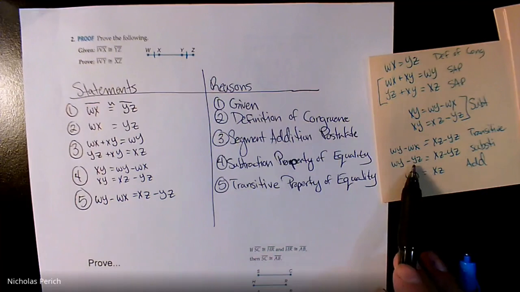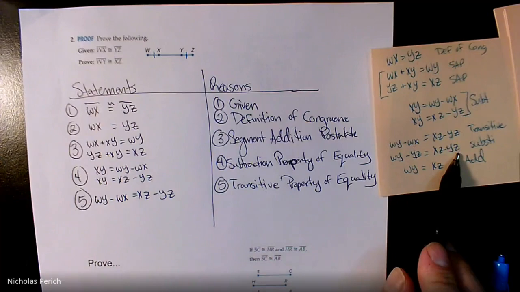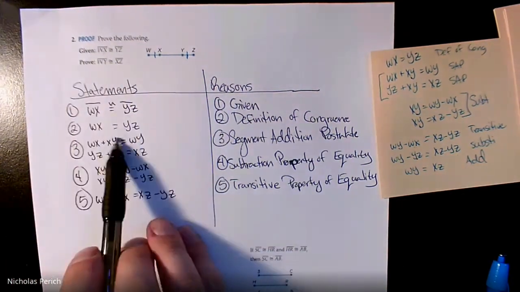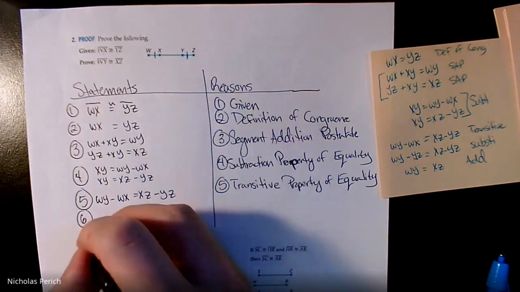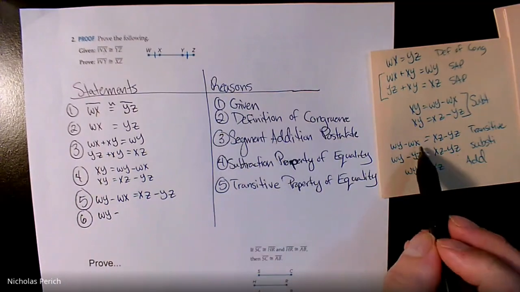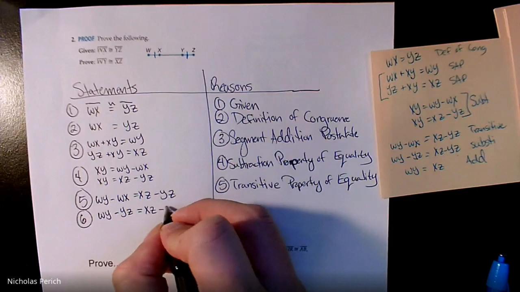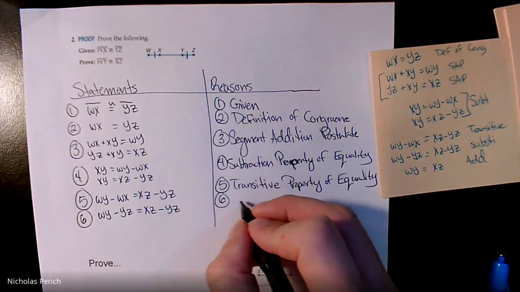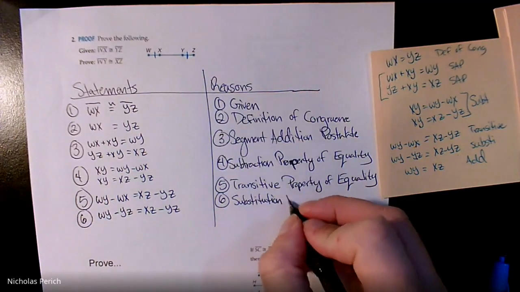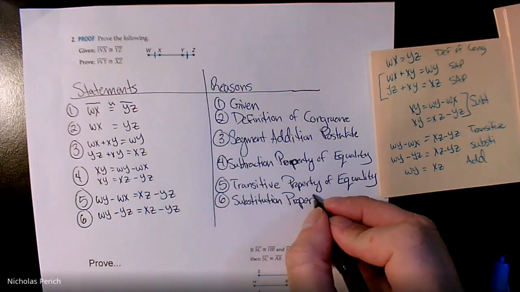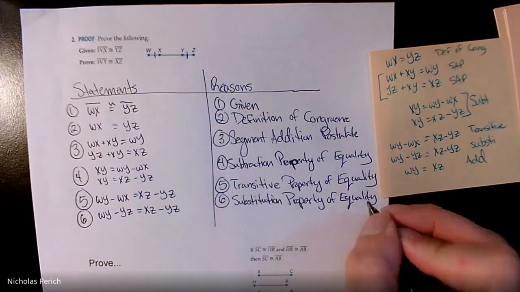Then what? Well, I turned wx into yz because I noticed if I had a yz on the left and a yz on the right, then things would cancel out. And I'm allowed to do that because wx is yz, says statement 2. So 6 is wy minus, not wx anymore, yz, equals xz minus yz. And that was using the substitution property of equality.